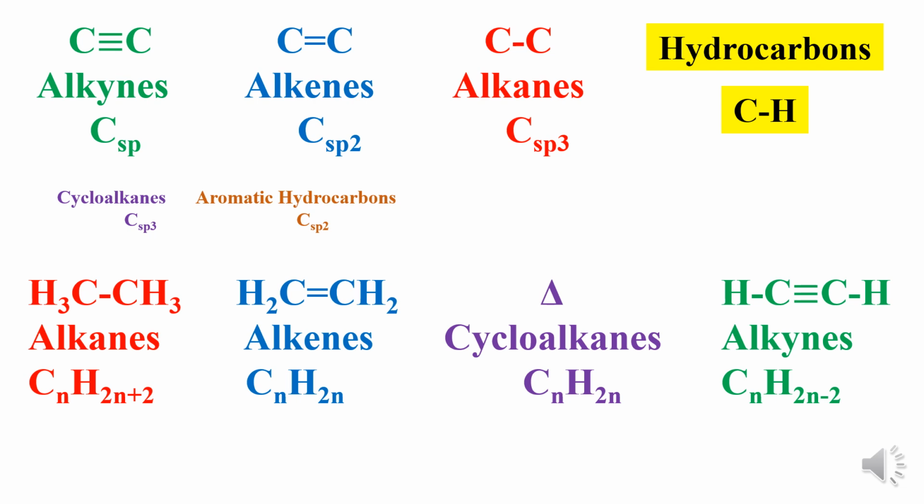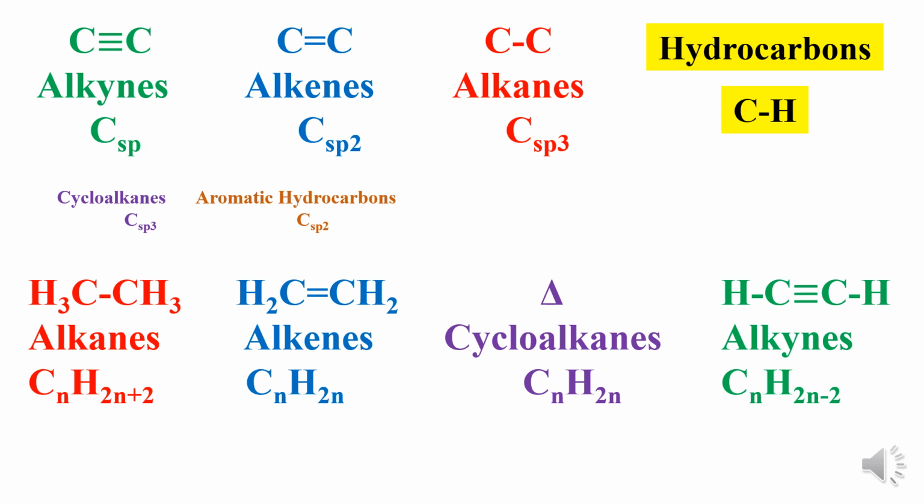Like for example, ethylene is an alkene. It contains 2 hydrogen atoms less than the corresponding alkane, ethane. So ethane is the corresponding alkane for ethene. So alkenes in general contain 2 hydrogen atoms less than the corresponding alkanes. Likewise, cycloalkanes also have the general formula CnH2n. While alkynes, which are highly unsaturated hydrocarbons, have the general formula CnH2n-2.